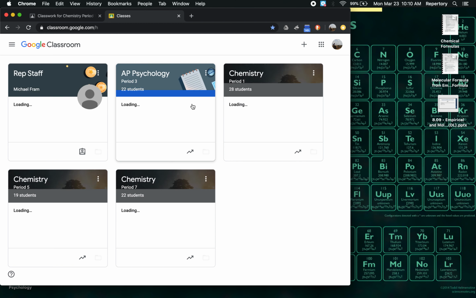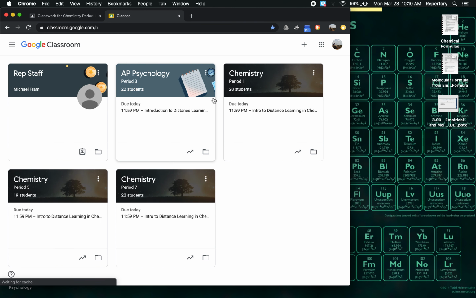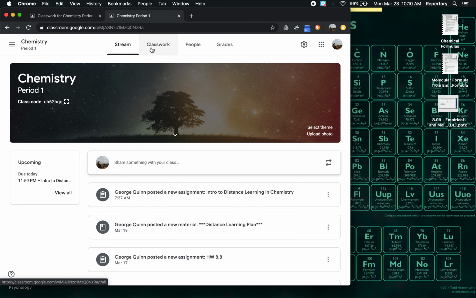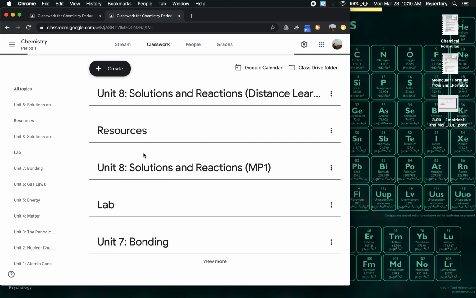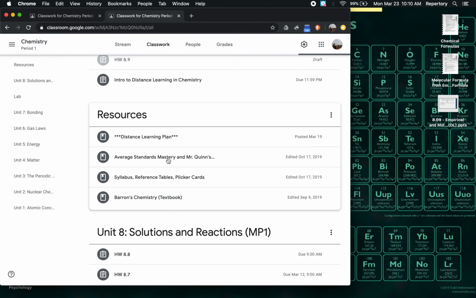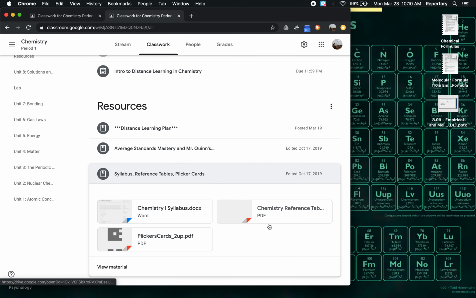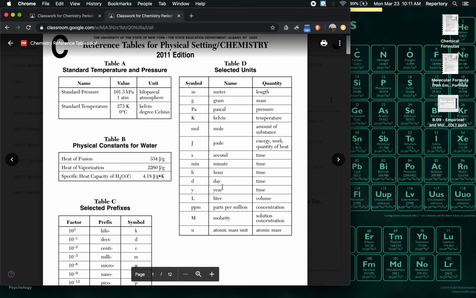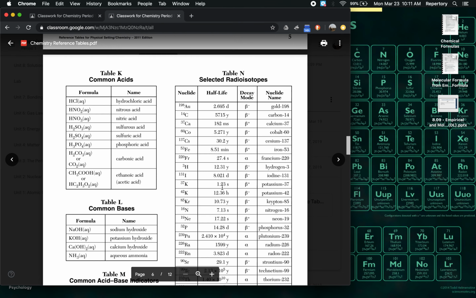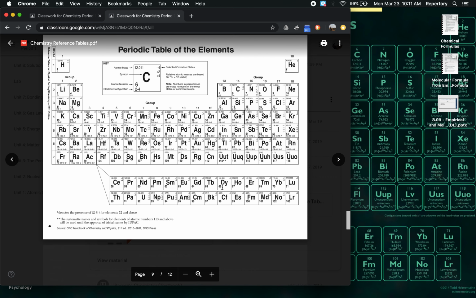You can always just type into Google chemistry Regents reference table, and it's the first thing that pops up. But I did provide it for you under resources. So go here, Syllabus. Nope, that's not the right one. Oh yeah, it is, reference table right there. Okay, reference table. Boom. So you're going to want to look at the periodic table.